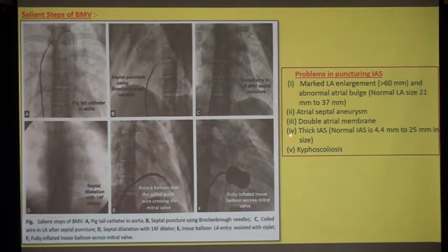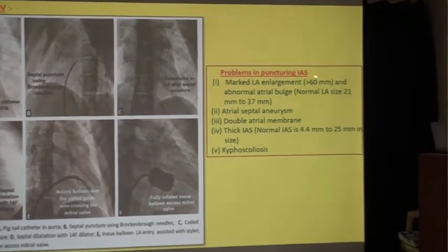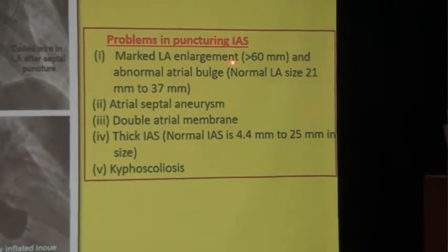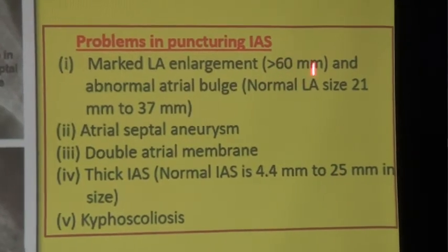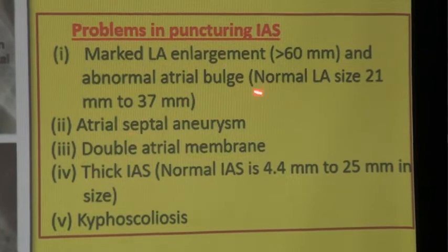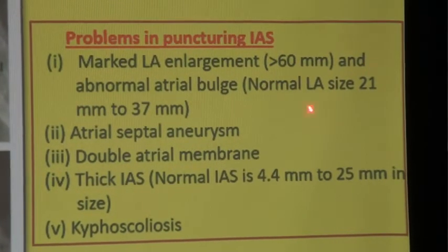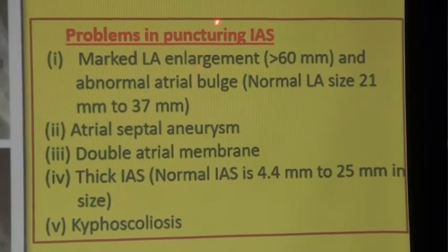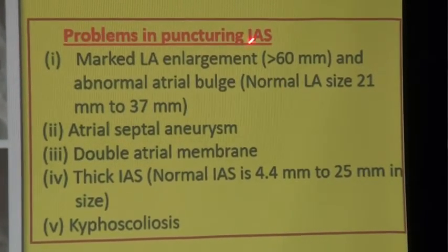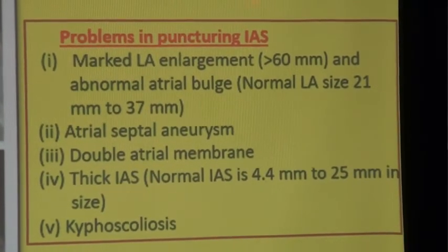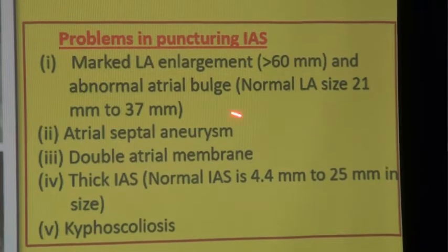Now, what are the problems in puncturing the interatrial septum? Number one, marked left atrial enlargement more than 60 millimeter and abnormal atrial bulge. You must know the normal atrial size is 1 millimeter to 37 millimeter. But if it is more than 60 millimeter, it is a problem.